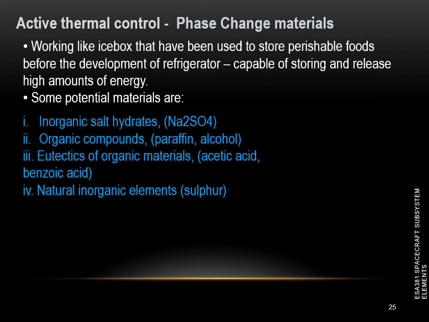This is an example where we apply louvers in the spacecraft. Another example of active thermal control is phase change material. The use of phase change material, or PCM, for thermal control is not new. Consider the use of the ice box to store perishable food before the development of efficient, inexpensive, and active refrigeration systems.